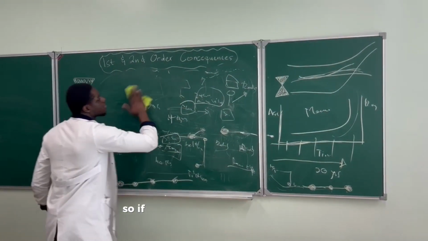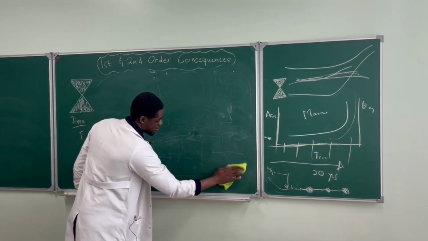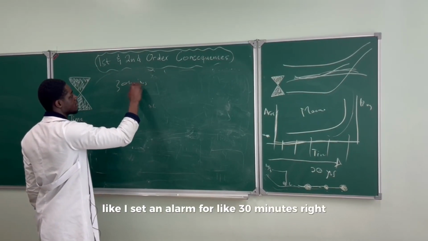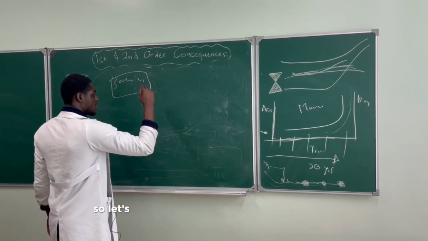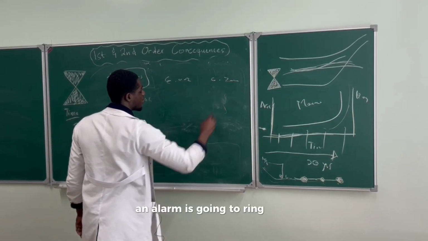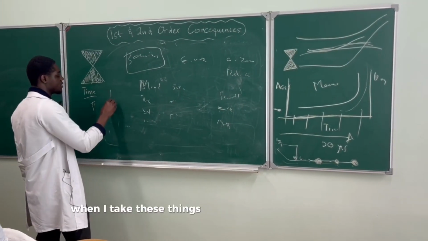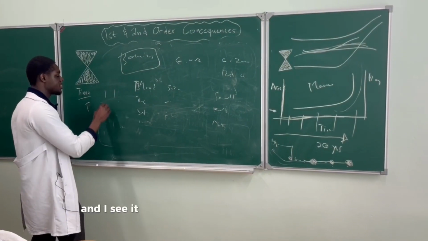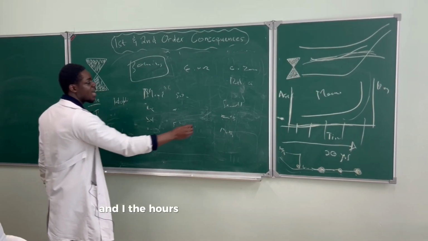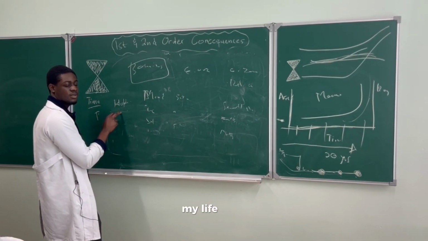So I have this exercise that I use, like a time management exercise, right? When I wake up, I set an alarm for like 30 minutes. So let's say I wake up at 6 a.m. and it's 6:30, an alarm is going to ring, right? And I have to put down what I am doing. So at the end of the week, when I take these notes and see where my time went, and I see it didn't go to what I was supposed to do to improve my life, I eliminate that. And the hours that I spent on maybe Instagram, I make sure I put back into my work, because that's the thing that I need to improve my life, right?